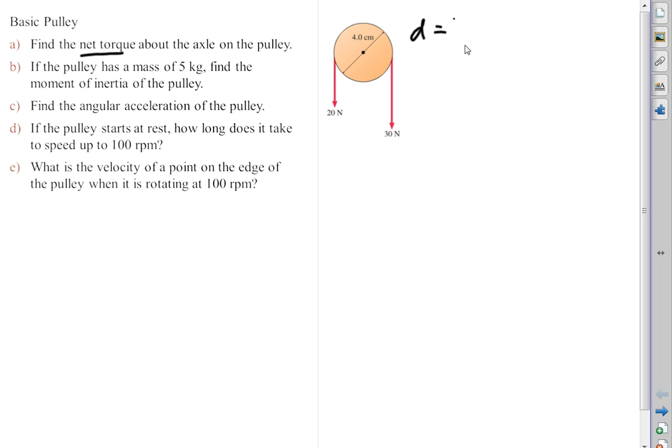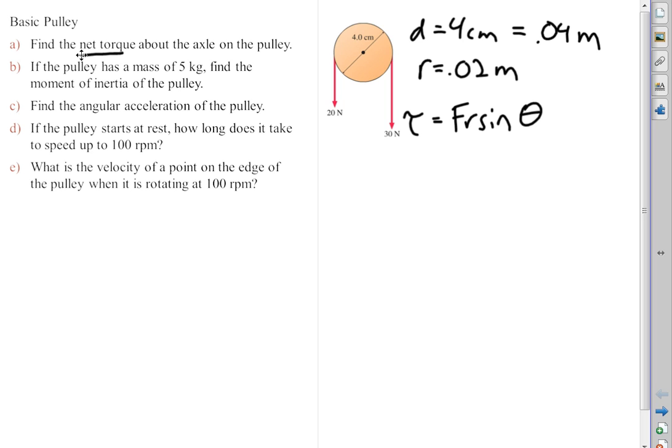We're going to do a little bit of setup here before we get too far. The diameter is 4 centimeters, which is 0.04 meters. Therefore the radius is 0.02 meters, which is half of that. Our torque formula is torque equals the force applied times r times the sine of theta. So we're going to have a torque caused by this force and a torque over here caused by that force.